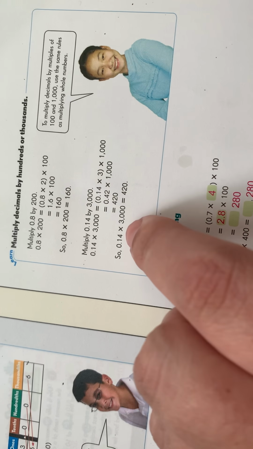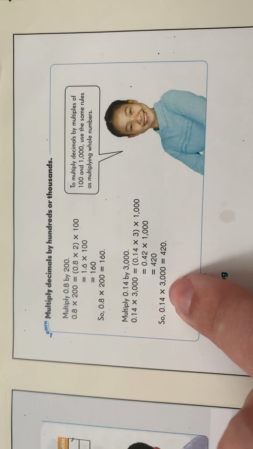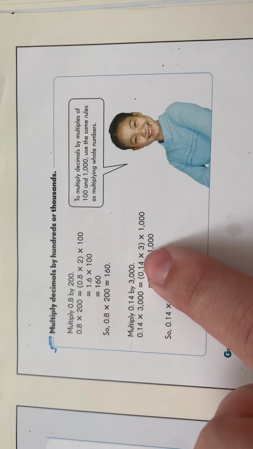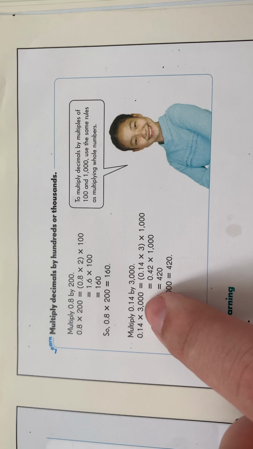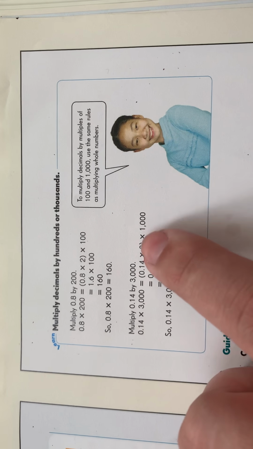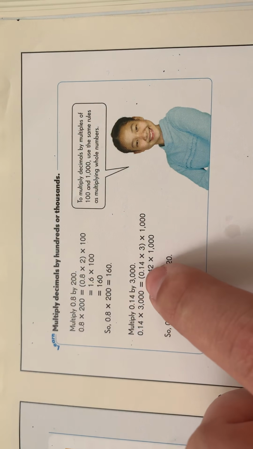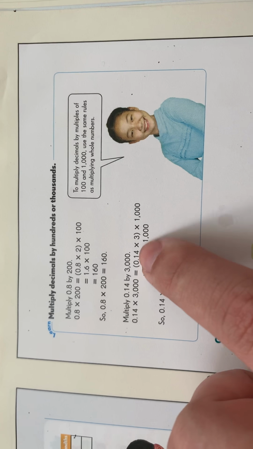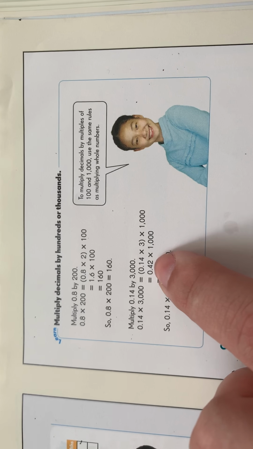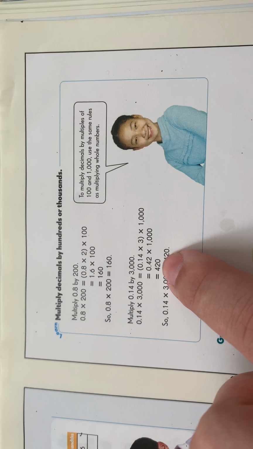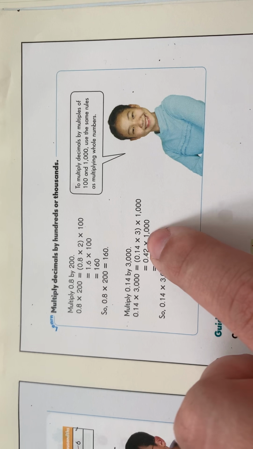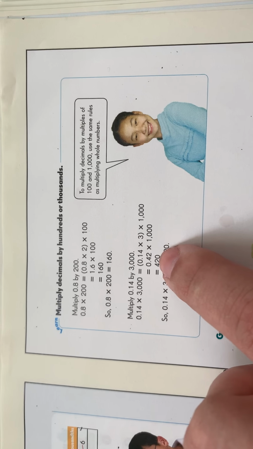Then down here, you're going to multiply 0.14 by 3,000, and you have 0.14 times 3. You're going to look at what is in your thousands place, your 3, and take it out, so put it here. And then you're going to multiply both of those by your thousands. Multiply 0.14 times 3 first, which leads you to 0.42, and then multiply your 1,000. Now, because you have 3 zeros, you're going to move your decimal place over 3 times, and then you're going to end up with 420.